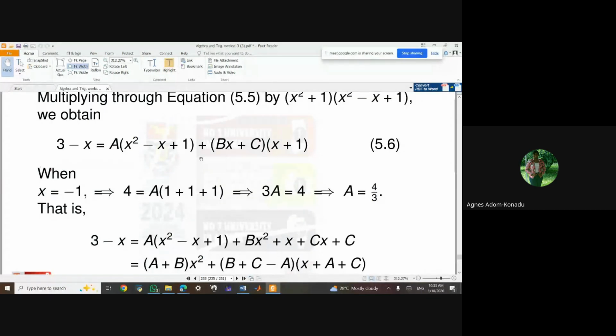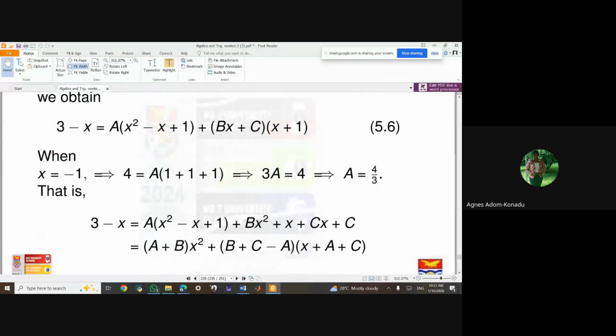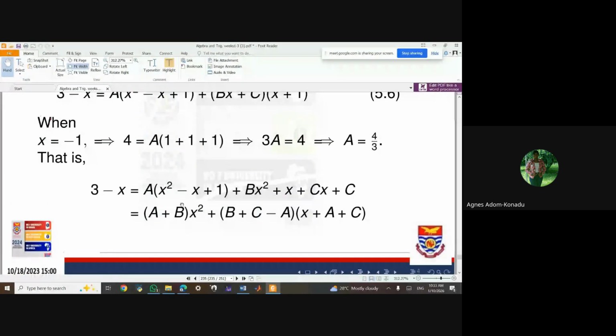You can expand this. When you expand, you are going to get (A plus B) times s squared plus (B plus C minus A). I think I didn't write it well. So that would multiply s. Please, you can expand this.